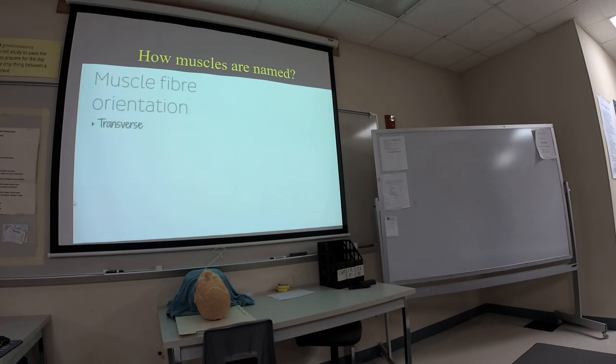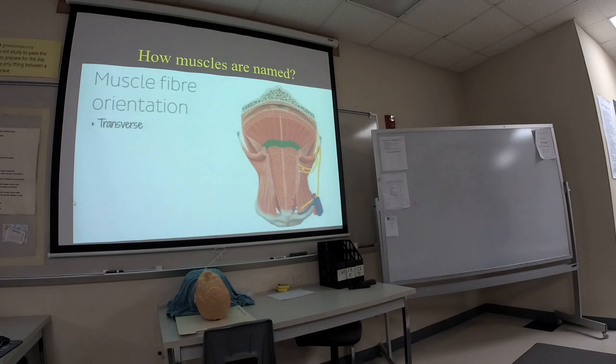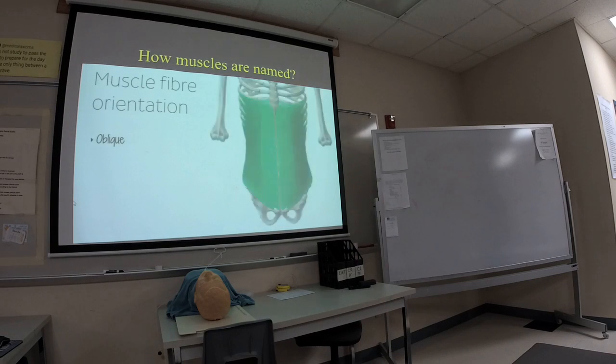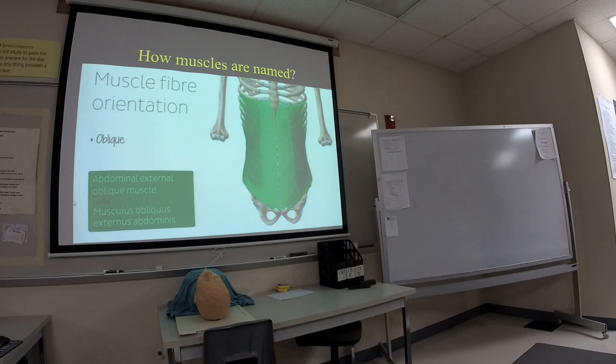The term transverse, which is used in the naming of the transverse muscle of the tongue, is used to describe muscle fibers that run perpendicular to the midline. The term oblique is used to describe muscle fibers that run diagonally at an angle or slanting. A good example of this would be the oblique muscles of the abdomen. And here we can see the external oblique muscle, whose fibers, as you can see, run obliquely.